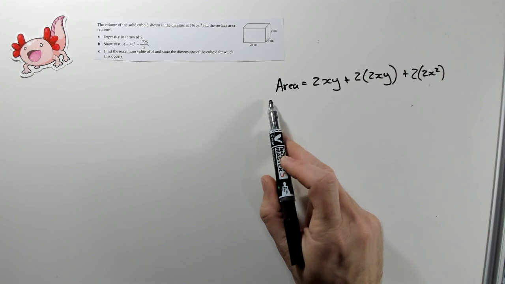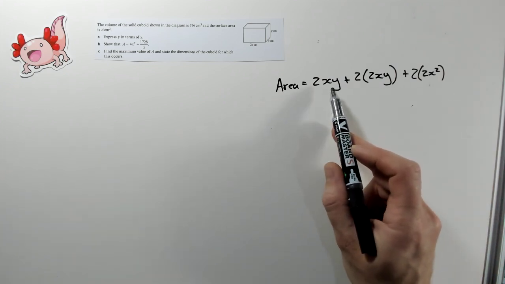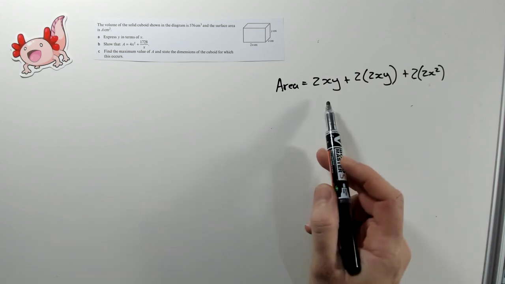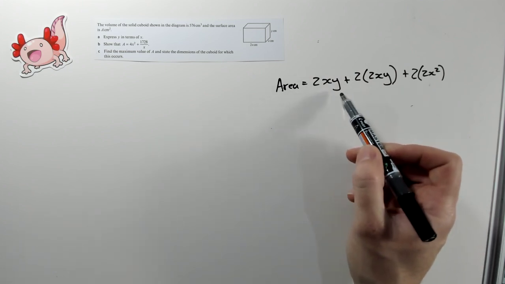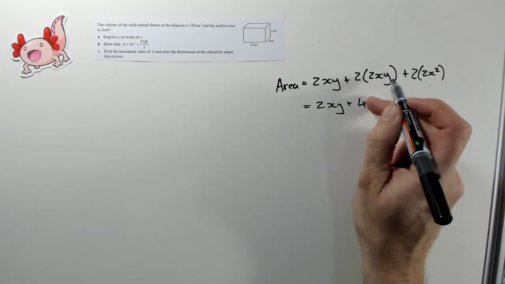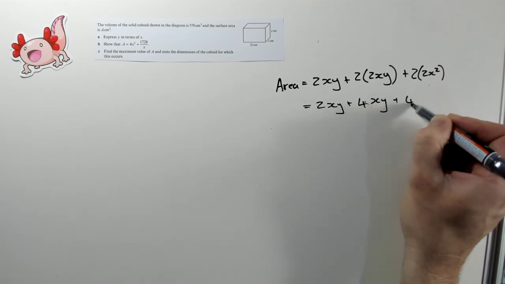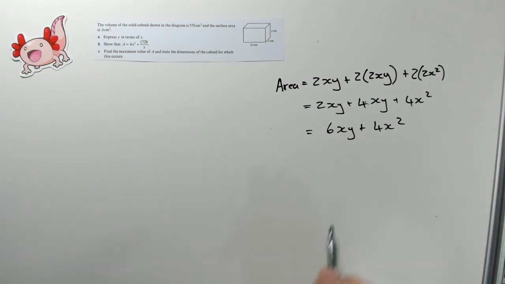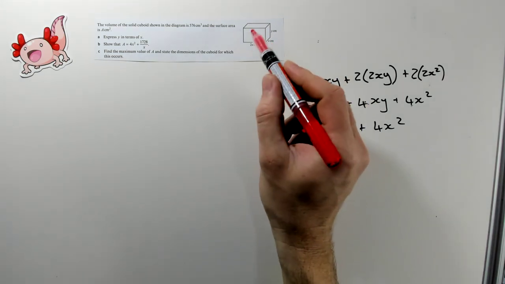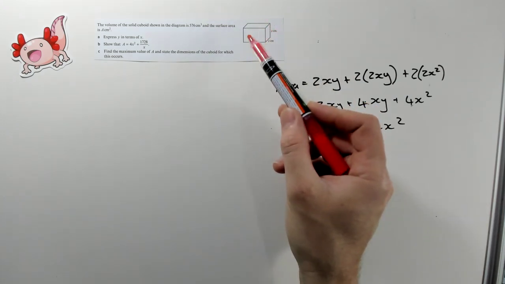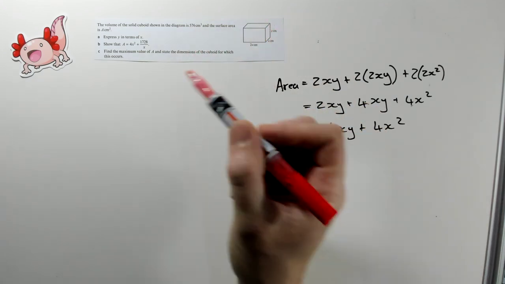Okay, so this is kind of what I want, but the problem here is I have x and y value inputs, which I don't want. So I either just want x value inputs or only y value inputs. I'll rewrite this: 2xy plus 4xy plus 4x squared, and this becomes 6xy plus 4x squared. Okay, that looks a little bit neater. So now, because I have x and y, I'll probably go about trying to find a correlation between them. And because they gave me the volume, it's going to be quite easy.